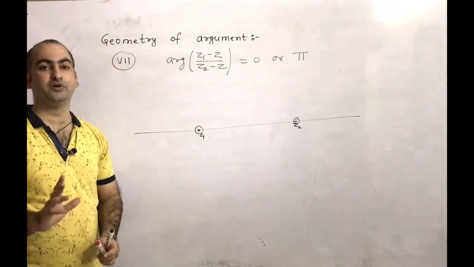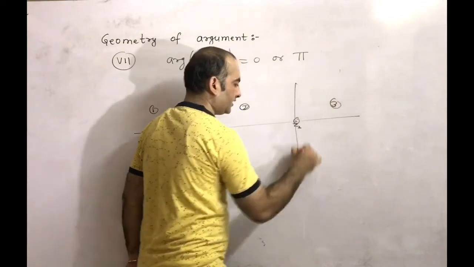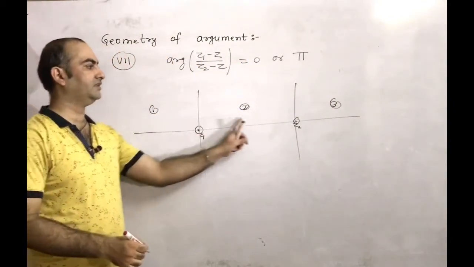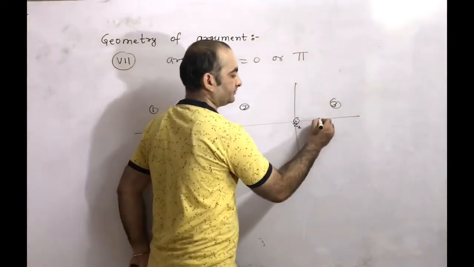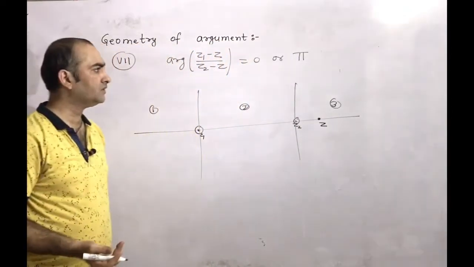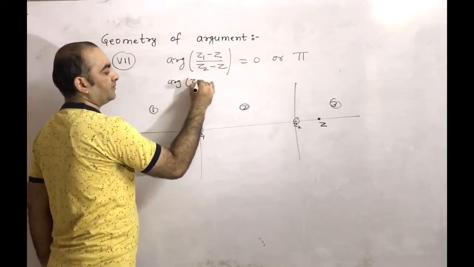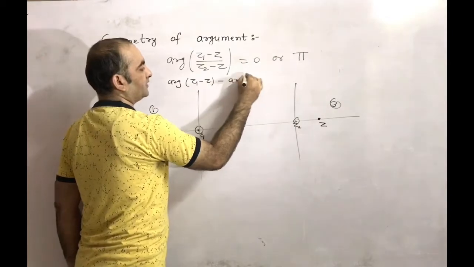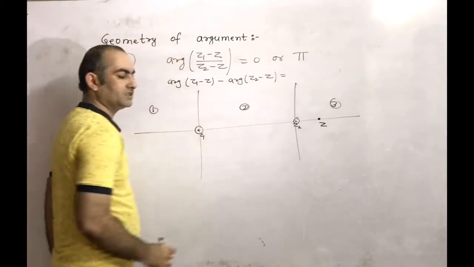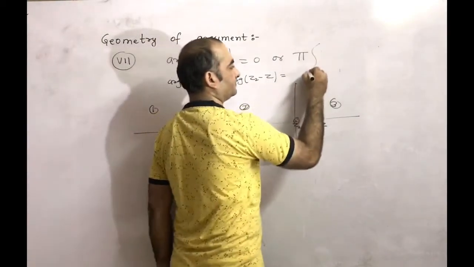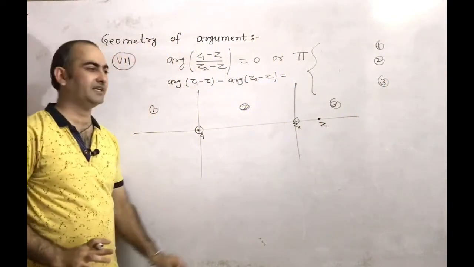There are three possibilities: z will lie in the first section, the second section or the third section. One by one we are discussing. If z is lying in the third section, first we use the property: this can be written as the argument of (z1 minus z) minus the argument of (z2 minus z). This depends on the section, first, second or third. First we discuss the third section.